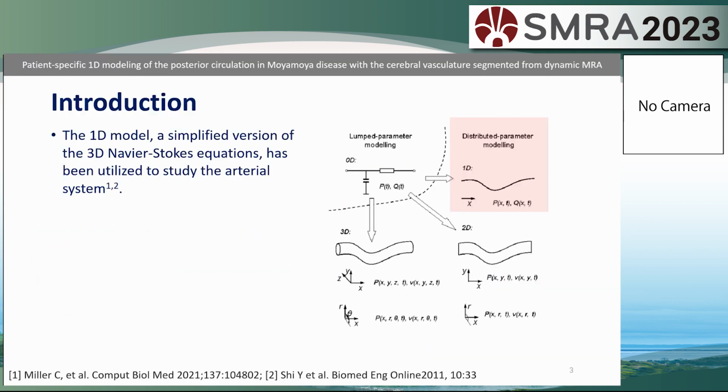The 1D model is a simplified version of the 3D Navier-Stokes equation. Because of its low computational cost, it has been used to study the hemodynamics of the arterial system. The accuracy of this method resides on a good depiction and segmentation of the vascular network.